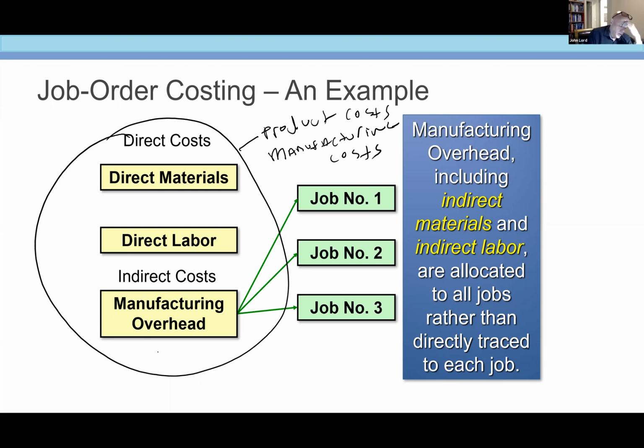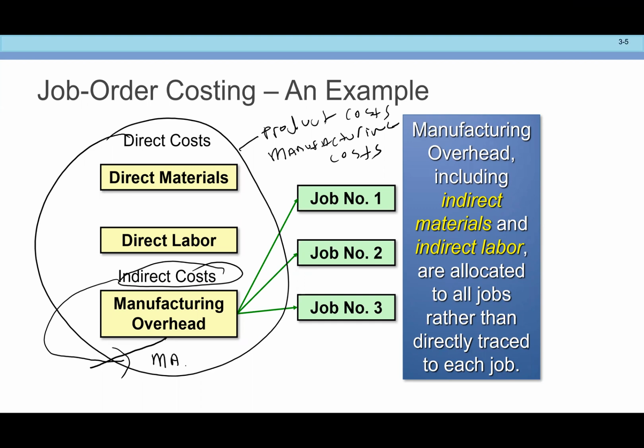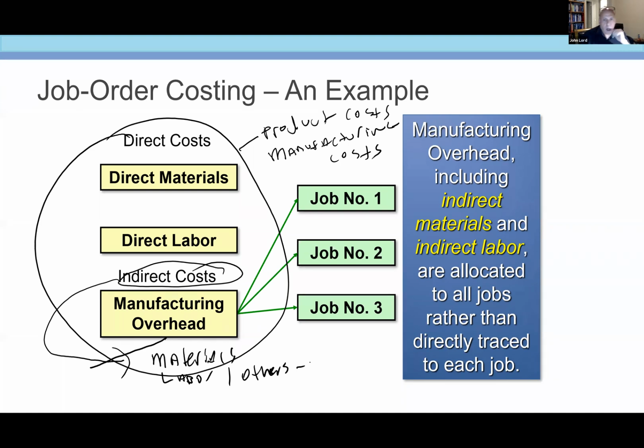Good. What do you want to call manufacturing overhead? Indirect costs, right? Those are indirect. And what are my indirect costs? Indirect materials. Good. I've got indirect materials. I'm not going to rewrite indirect materials. What else? Labor. Good. And the others constitute things like depreciation on the factory building, rent on the factory building, etc.